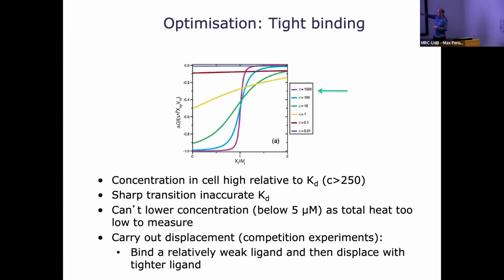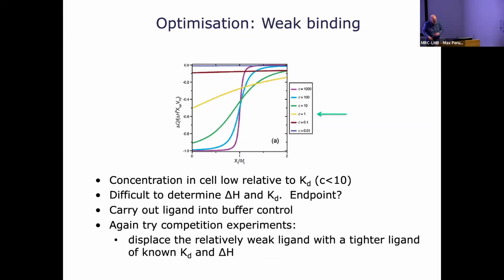To get around this, if you've got a weaker binding ligand, which you know what the KD is, you can form a complex with that and then displace it with the tighter binding ligand, and then just do the calculations to get what the KD of the tighter binding ligand is.